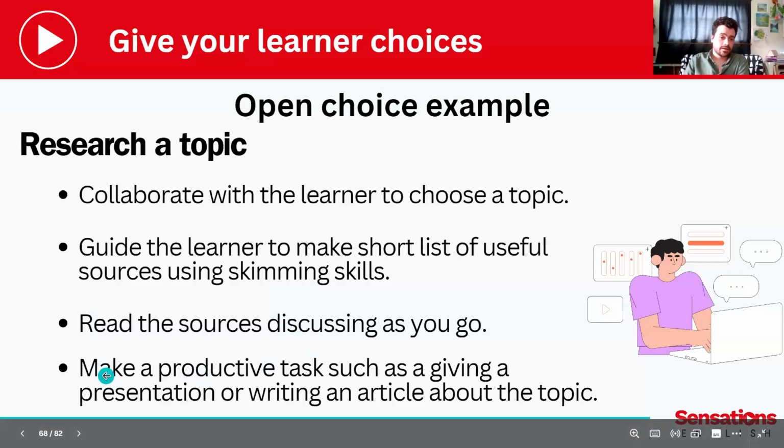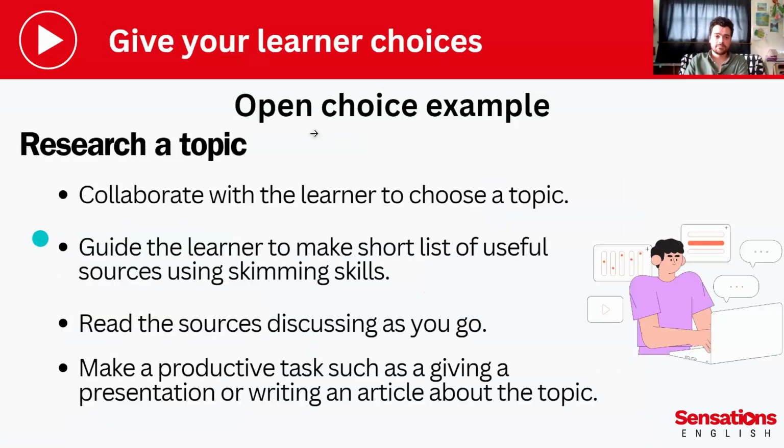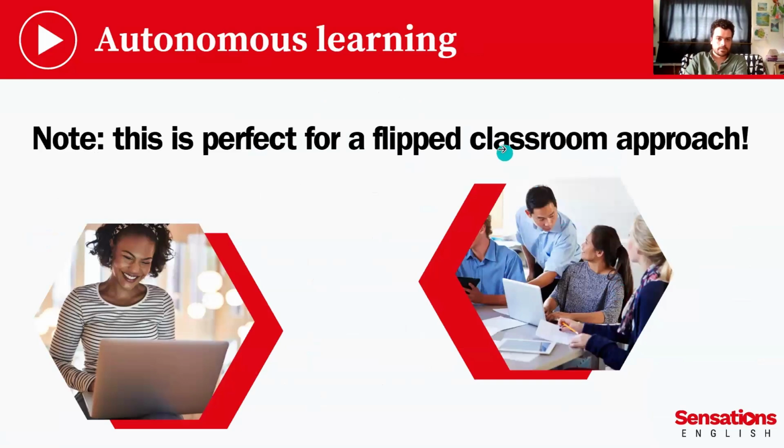And you might have them then create a productive task, like giving a presentation, writing an essay, writing an article. Those are the kind of things that you can do with digital resources that you really couldn't do just from one source. And this is great for a flipped classroom approach, right? So if you want students to do things outside of class, this is a great way to do it, right? You give them that as homework. They're prepared then for in-class activities.